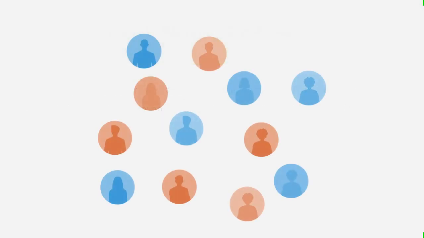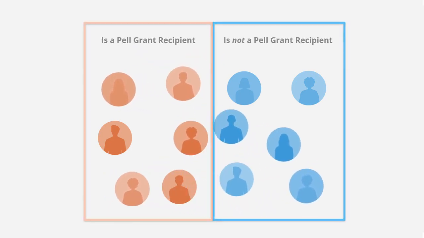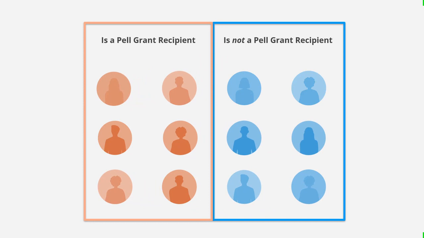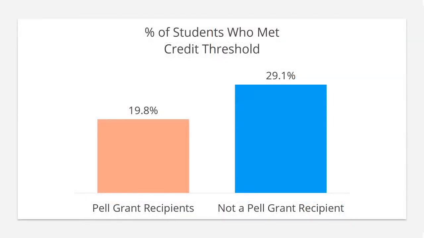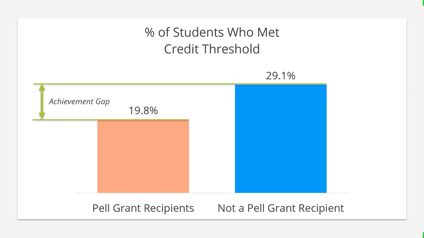What do we mean by achievement gap? Let's say this represents our student cohort, and we want to know if there is a difference in the percentage of students with Pell Grants that met the credit threshold compared to the percentage of students without a Pell Grant who met the credit threshold. We perform that calculation and find that 19.8% of first-year students with Pell Grants met the credit threshold, while 29.1% of first-year students without a Pell Grant met the threshold. The difference in outcomes is called an achievement gap. In this case, the difference is 9.2 percentage points, which is large.